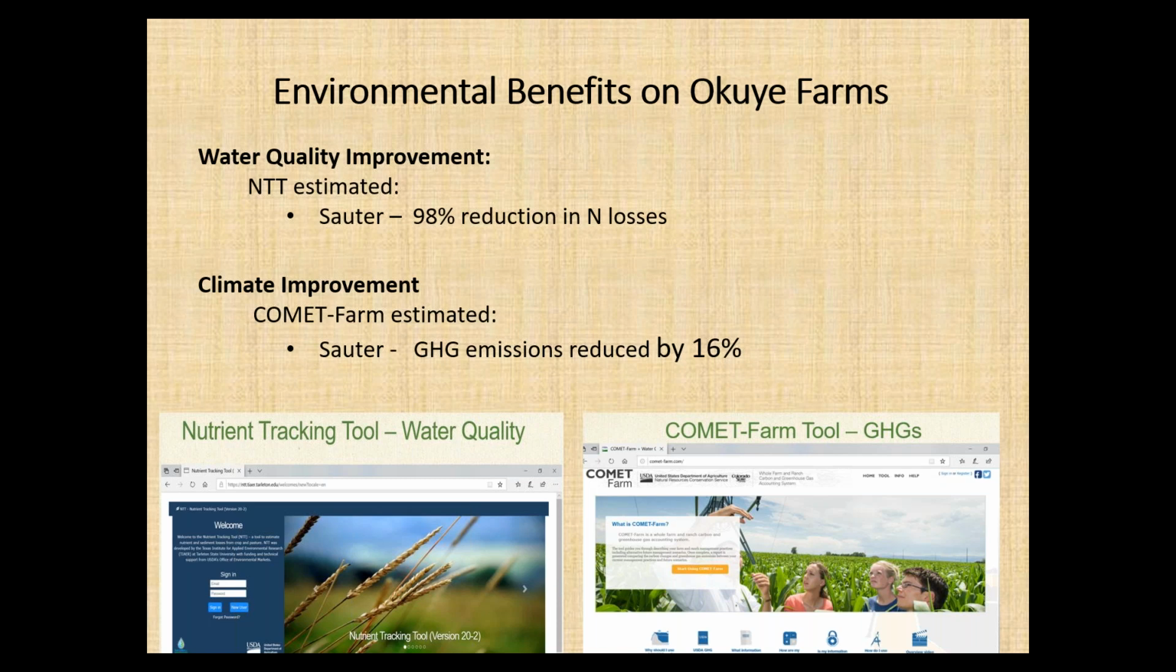For the environmental benefit, we're using the nutrient tracking tool, and for Ralph Souter, we found a reduction in nitrogen losses over the 14-year period. And for climate assessment, we use the Comet Farm tool.